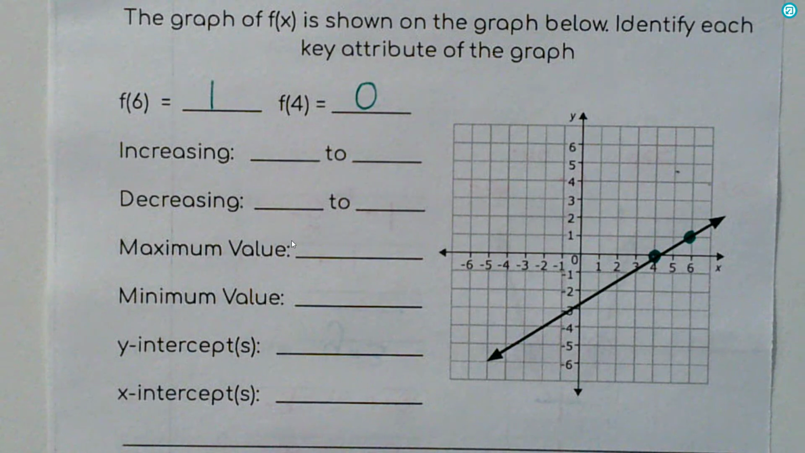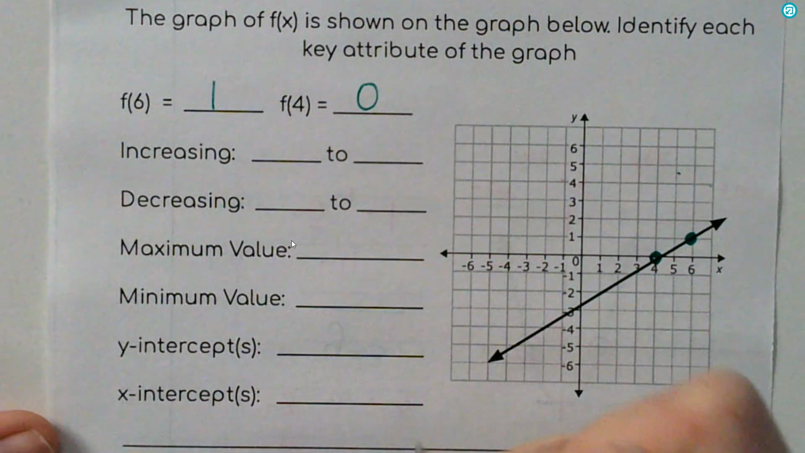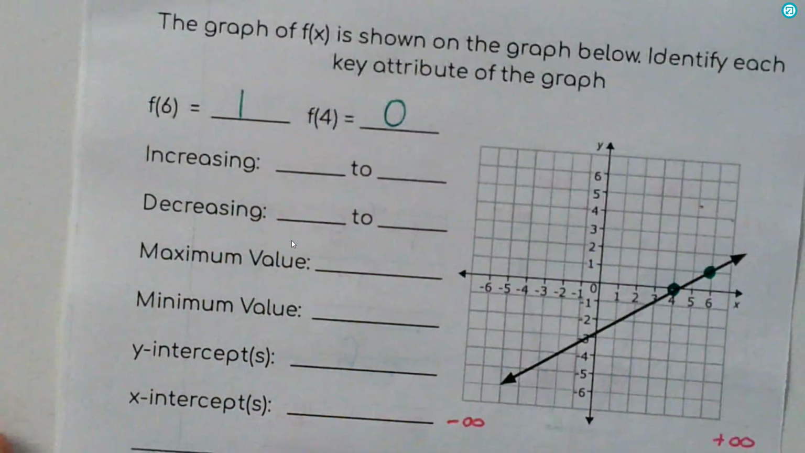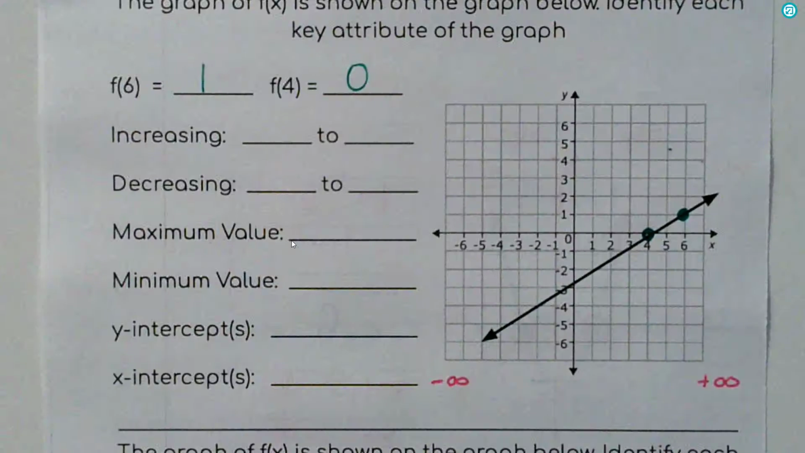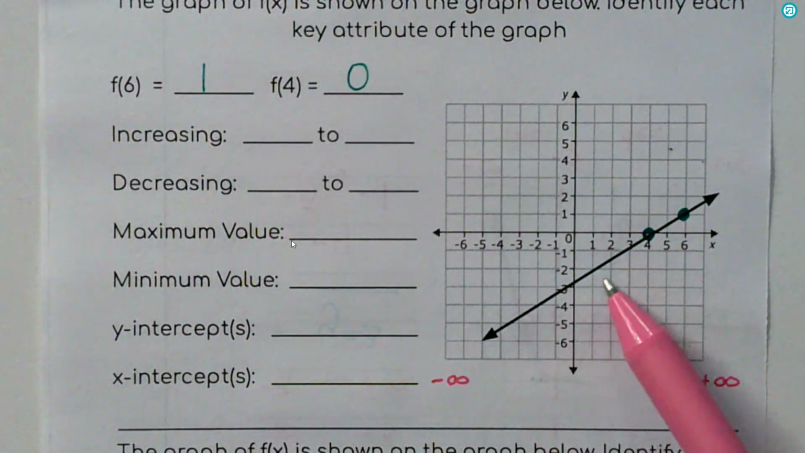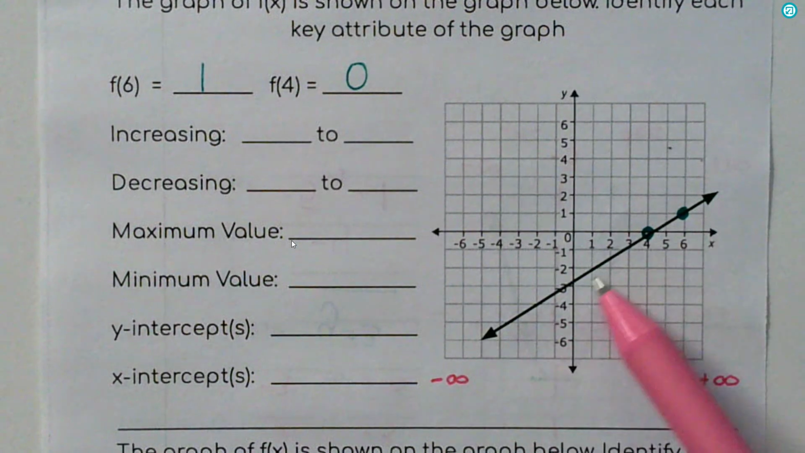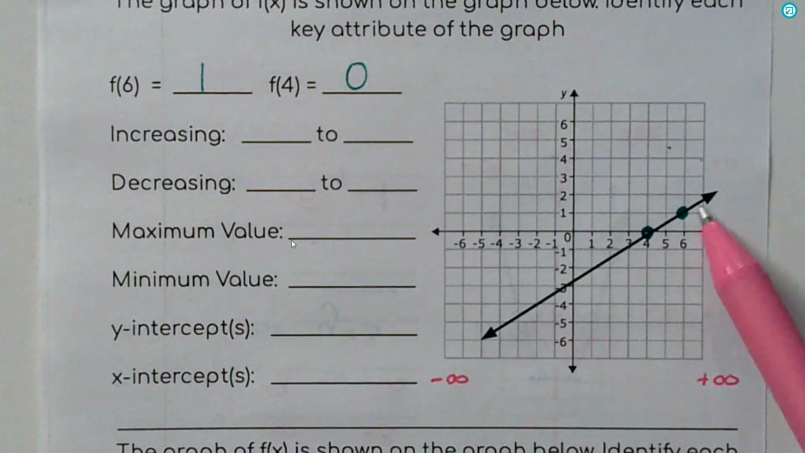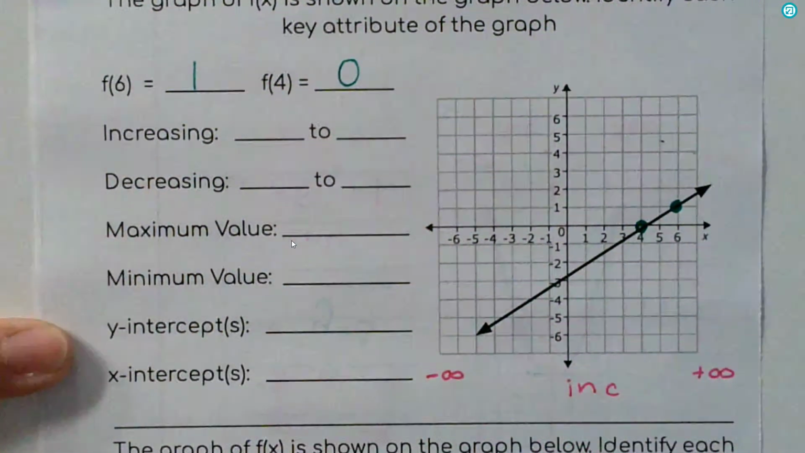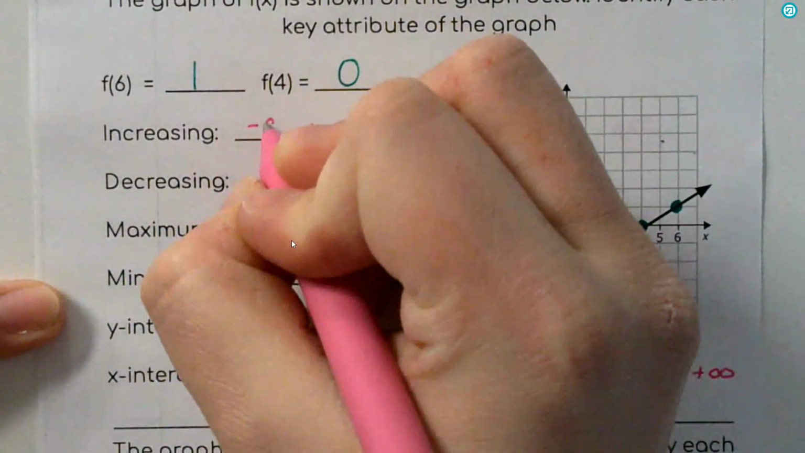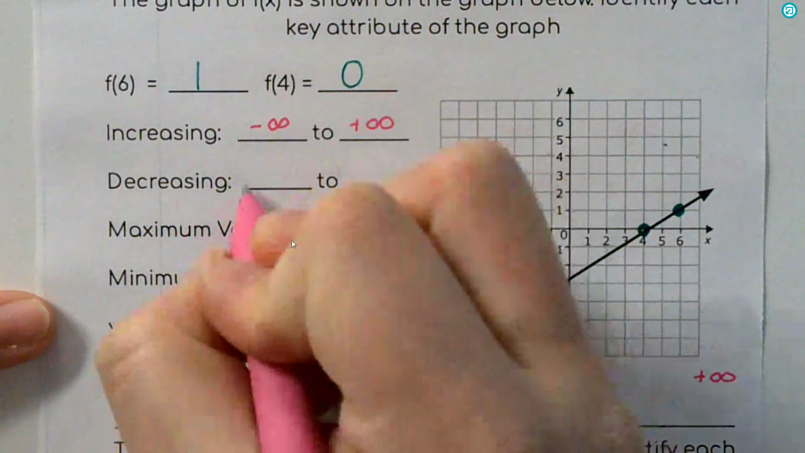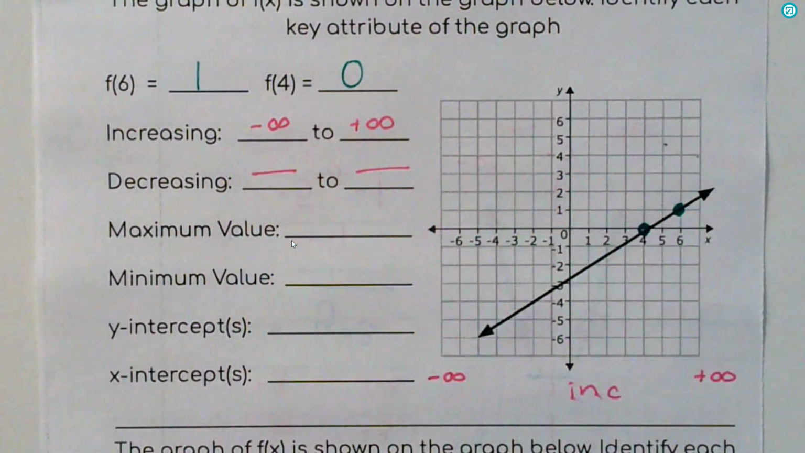Okay, for increasing and decreasing, I'm always going to start by labeling negative infinity and positive infinity from left to right. But on this graph, what is my graph doing the entire time? It's going up the entire time. It's never decreasing, it's always increasing. So that means on those lines, I can write that my graph is increasing from negative infinity to positive infinity. And then I can mark off the decreasing ones, because it's never decreasing.